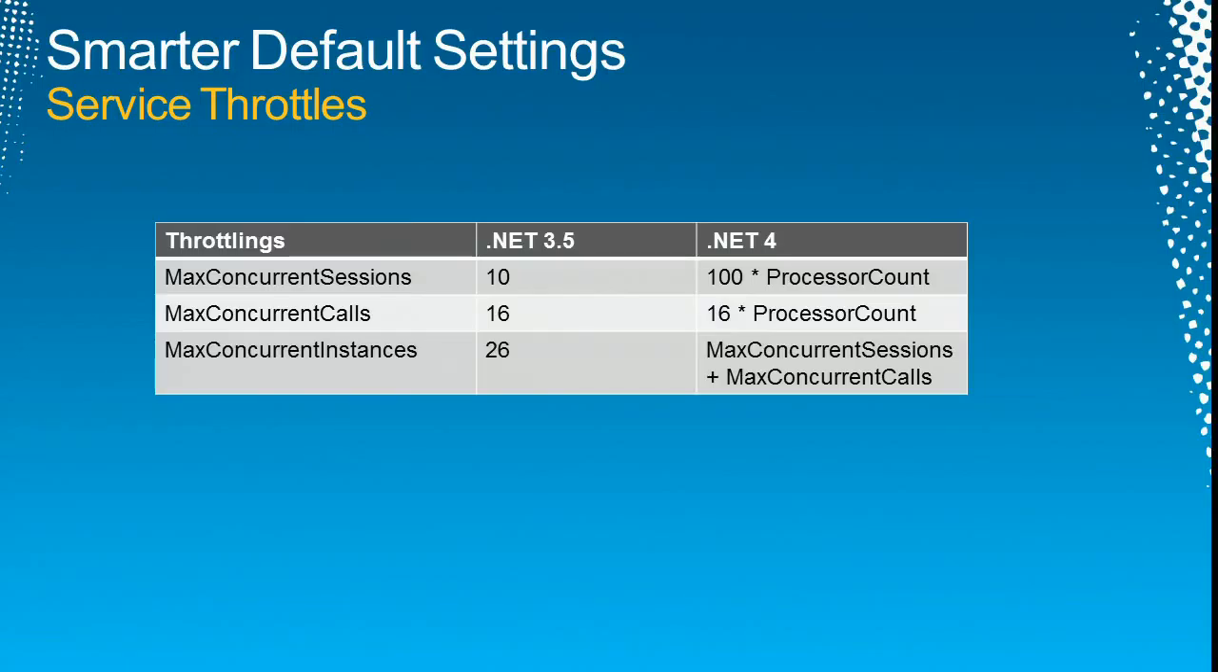For example, service throttles are settings that limit the amount of resources that your service consumes as it's processing messages. Prior to .NET 4, these settings were too small. And that meant your service didn't have the resources available to it that it really needed, and it got bogged down and slowed down. In .NET 4, we've made these defaults smart. They're larger, and they're also calculated based off of your processor count. So these settings should just work.